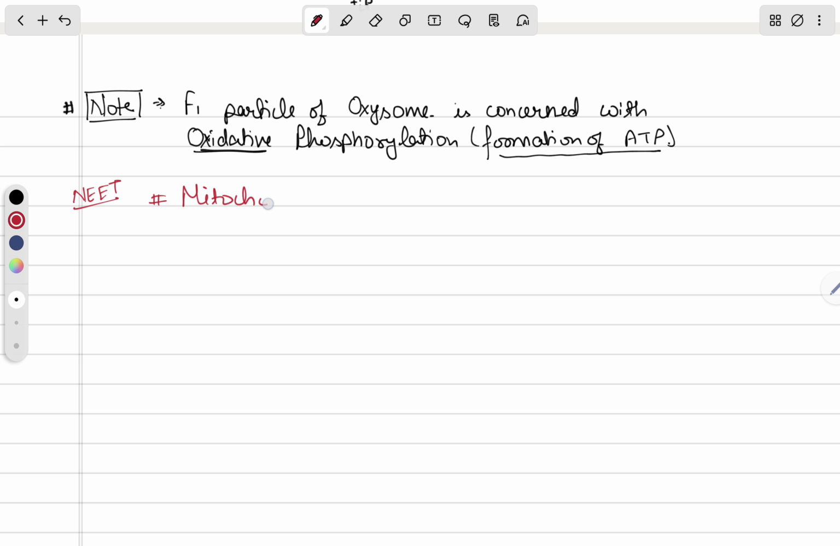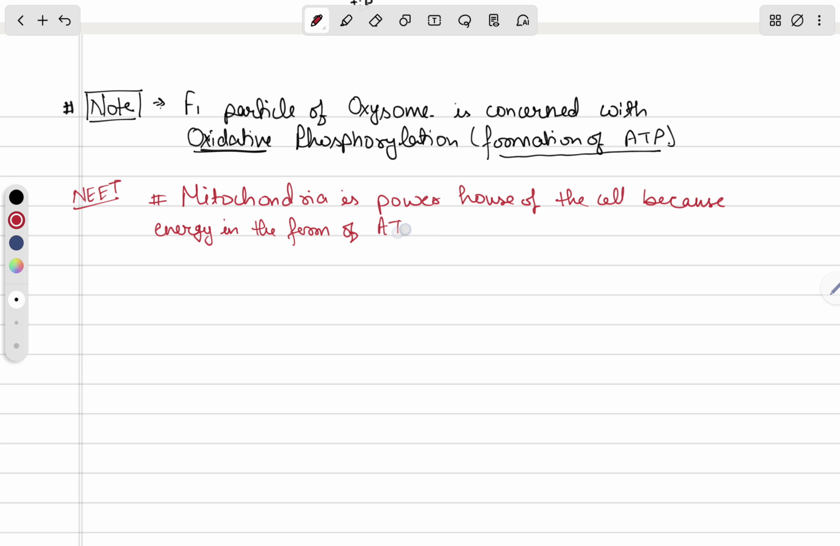Mitochondria is the powerhouse of the cell. Why is it termed the powerhouse of the cell? Because energy in the form of ATP is produced in mitochondria. So this statement can be asked in the form of assertion reason.